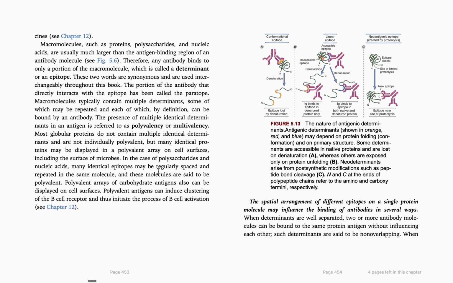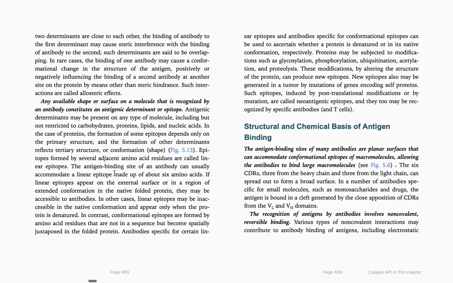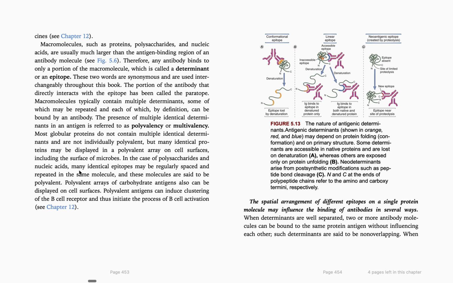In the case of polysaccharides and nucleic acids, many identical epitopes may be regularly spaced and repeated in the same molecule, and these molecules are said to be polyvalent. Polyvalent arrays of carbohydrate antigens can also be displayed on surfaces. Polyvalent antigens can induce clustering of B cell receptors and thus initiate the process of B cell activation.